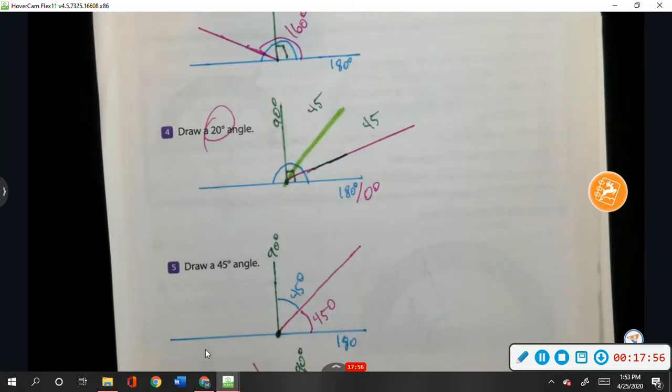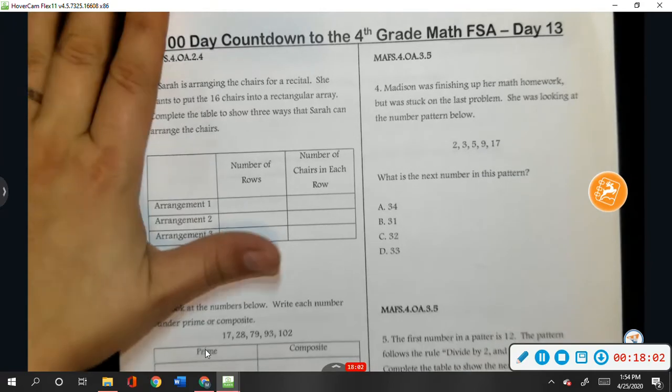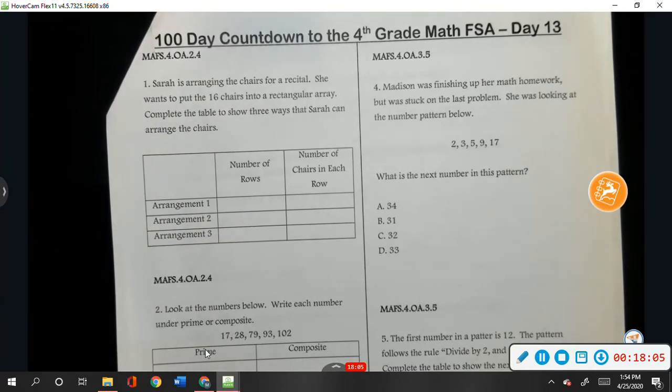Super fun, right? Alright. Countdown day 13. Let's run through this real quick, and then we are done for Tuesday. Alright, number 1. Number 1 says Sarah is arranging the chairs for a recital. She wants to put the 16 chairs into a rectangular array. Complete the table to show 3 ways that Sarah can arrange the chairs.